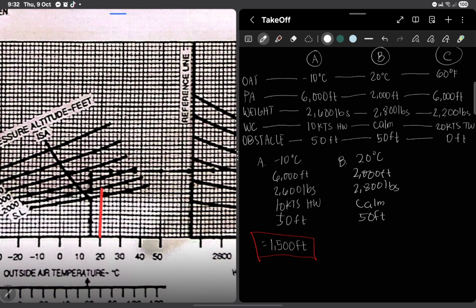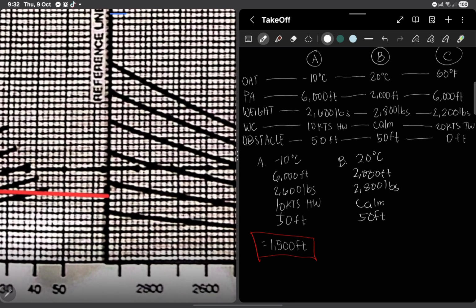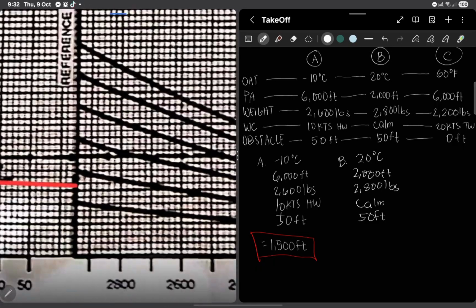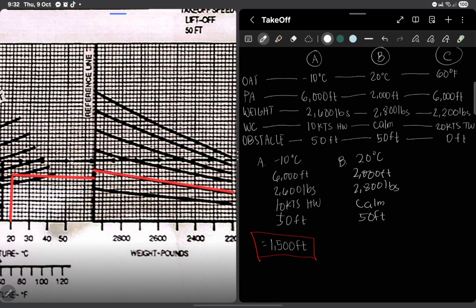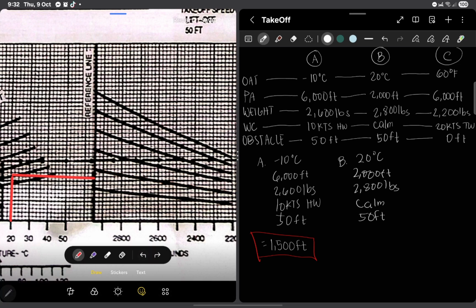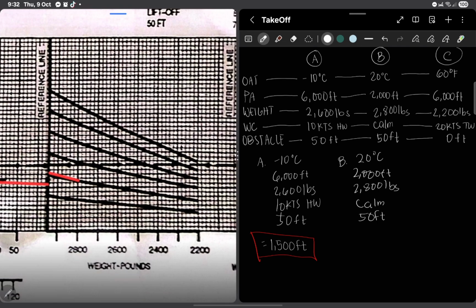So since that's the point where they intersect, you go to the next reference line, and you look at which diagonal line is closest. It will have to be this line. So this is the line that we're going to follow. And since our weight is 2,800 pounds, this is 2,800 pounds. So we're going to follow along this line till we reach 2,800 pounds.